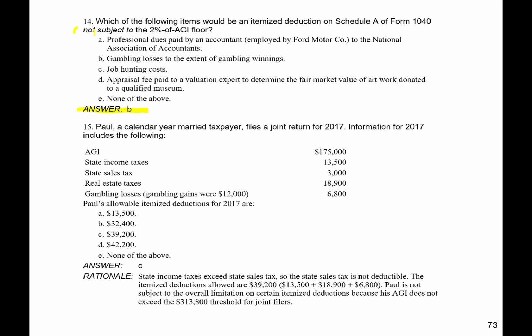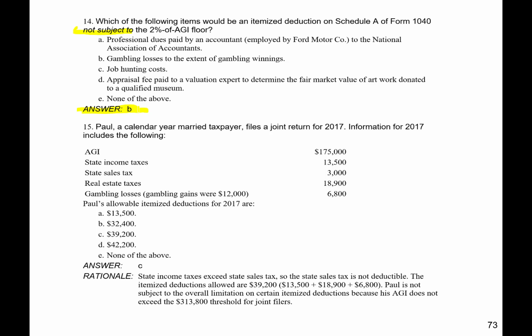Is not subject. Excuse me. Okay. I was trying to figure out what is going on here. Is not subject, right? So that one is not subject to the 2% floor. They'll let you take up to what? Your gambling losses. These others, job hunting costs, appraisal fees for valuation, expert to determine the fair value of work donated to a qualified museum, these are going to be things that would be subject to the 2% floor.